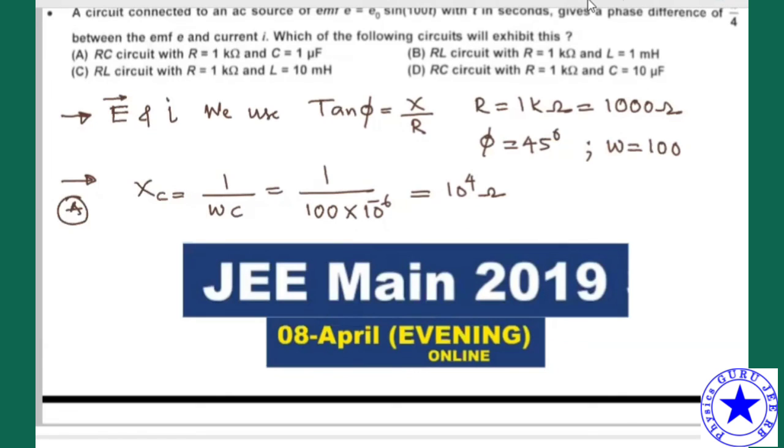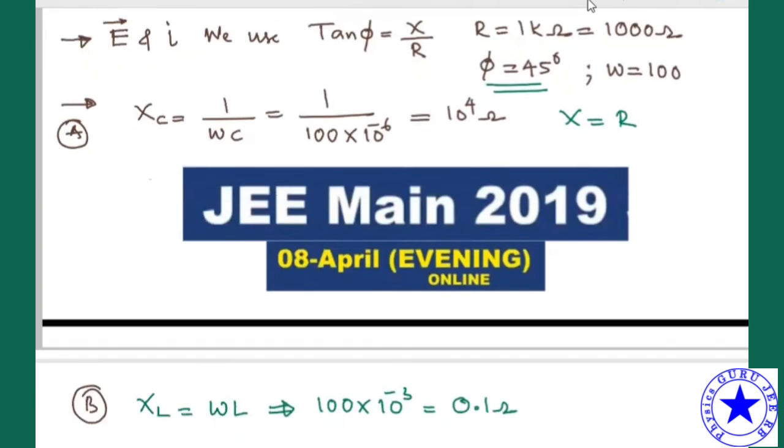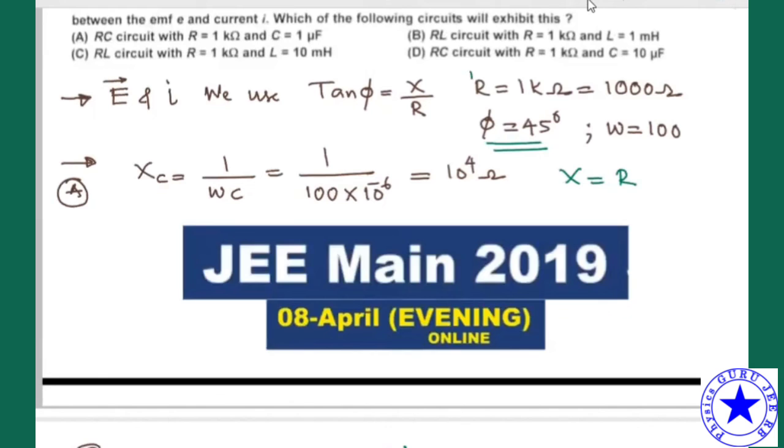Right. So here, what is the conclusion? When phi is equal to 45 degrees, then we get X is equal to R. So now we are trying to calculate what X is equal to R. So already I got R. According to the problem, R is given as 1000 ohms.